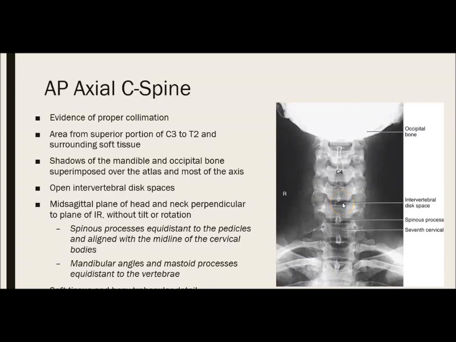And the mid-sagittal plane of the head and neck are going to be perpendicular to the plane of the IR. And the way we're going to be able to tell if they're tilted or rotated is that we're going to see equidistance between our spinous processes here and the pedicles, and alignment with the midline of the cervical bodies. And then we'll see the mandibular angles and the mastoid process equidistant to the vertebrae. And then our soft tissue and bony trabecular detail.